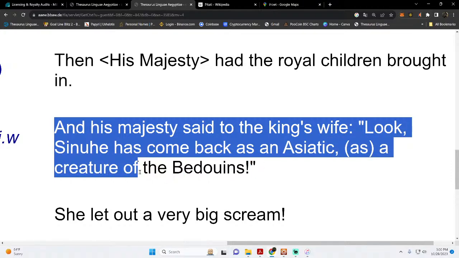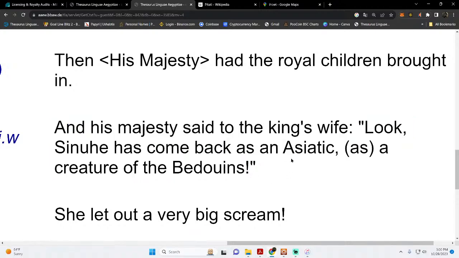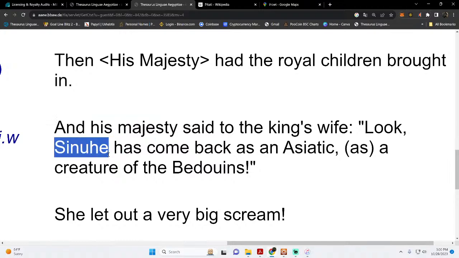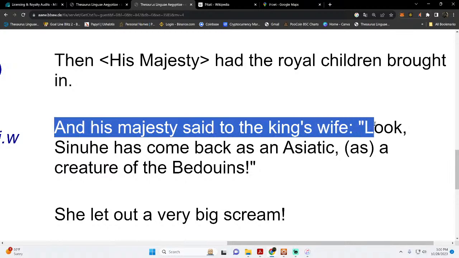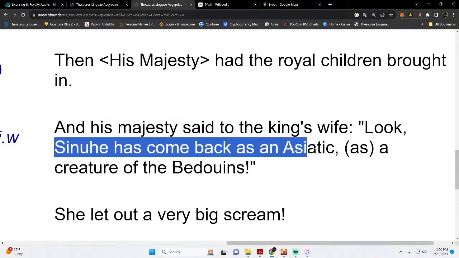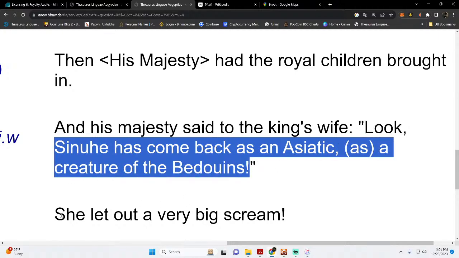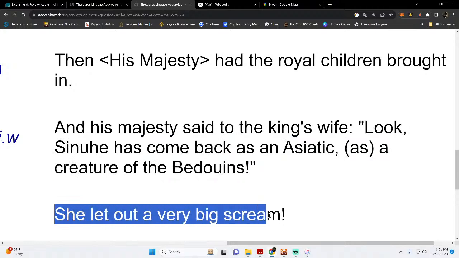As a creature. But he was a king though. So don't get it twisted. Don't forget, Sinuhe was living lavishly in Canaanite territory. Retenu, to be specific. That is Canaanite territory. He was living like a boss. But when he looked, the Egyptians say, look, this boy come back looking like an Asiatic, as a creature of the Bedouins. She let out a very big scream.